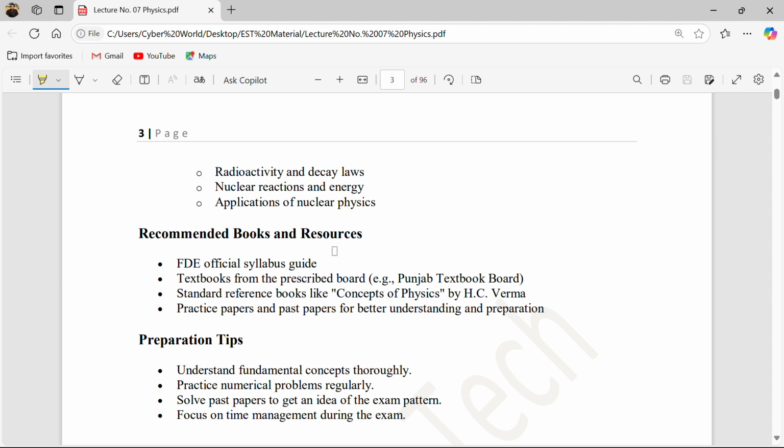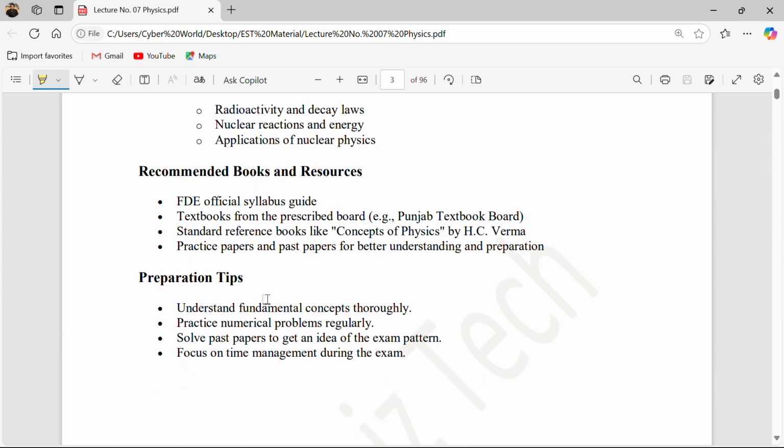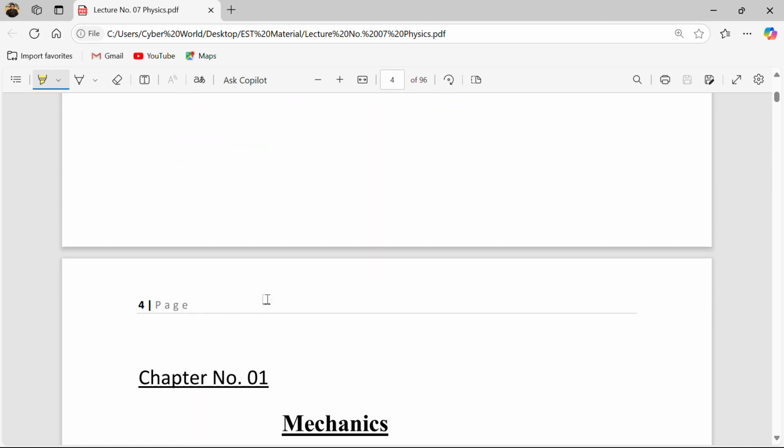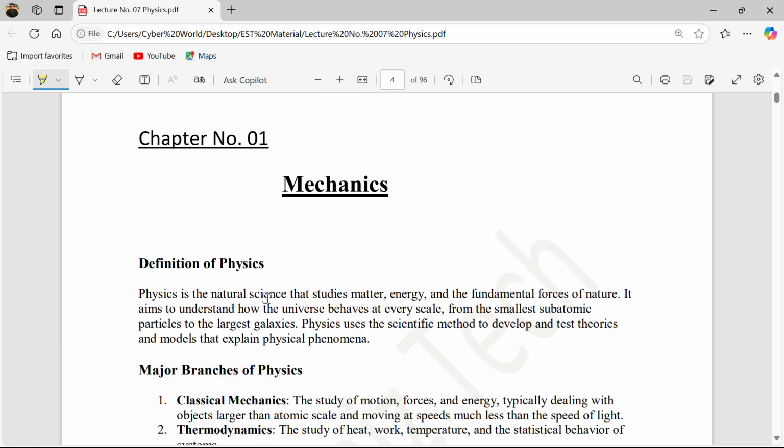So mostly the course came from 9th, 10th, and first and second year courses. These are basically the reference books; do not follow any other external book. Now move on towards our chapter number 1, which is mechanics. First of all, we will cover chapter number 1, mechanics.